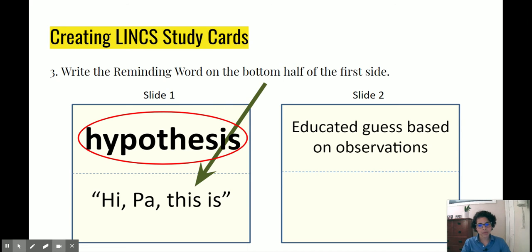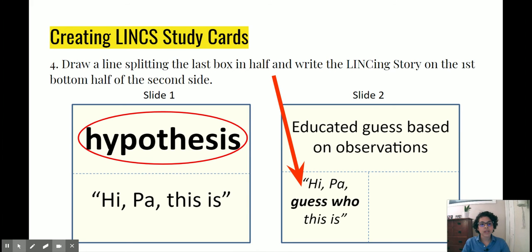The phrase is, "Hi, Pa, this is," and it's a good phrase, at least for me, because if you read the word hypothesis, it actually sounds like, "Hi, Pa, this is." So I will definitely be able to remember that phrase if I see the word hypothesis and I think, "Oh, what was my reminding word?" I'm pretty sure that I'll remember this phrase. So you want something that would be really easily triggered by seeing that word.